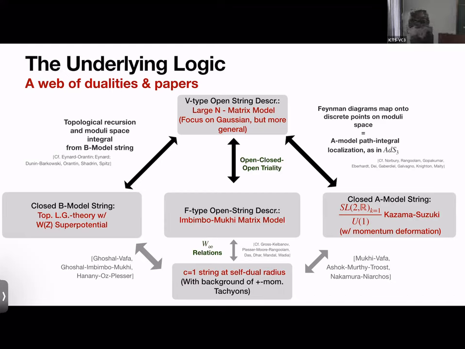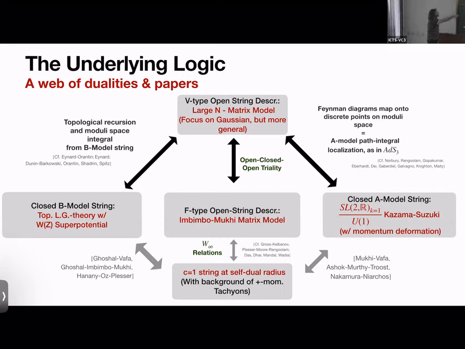People then started wondering, why is this C equals one string so solvable? Is there somehow a deep reason that maybe secretly it's some topological string? And it turned out to be true. I guess probably one of the first papers was by Mukhi and Vafa over here, which teased out this A model description of the C equals one string, and they found exactly this Kazama-Suzuki model. Then these authors over here, Ghoshal and Vafa, and Ghoshal and Mukhi, and separately Hanany, Azam and Plesser, found this B model description of the C equals one string at self-dual radius.